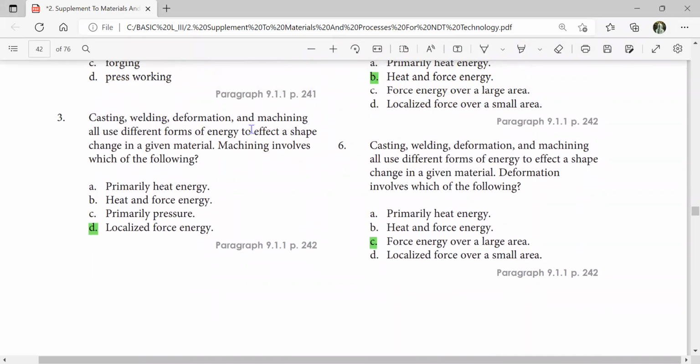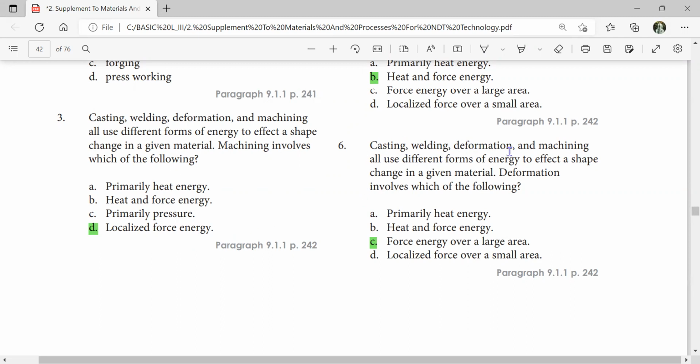Casting, welding, deformation, and machining all use different forms of energy to effect a shape change in a given material. Machining involves each of the following: localized force energy.